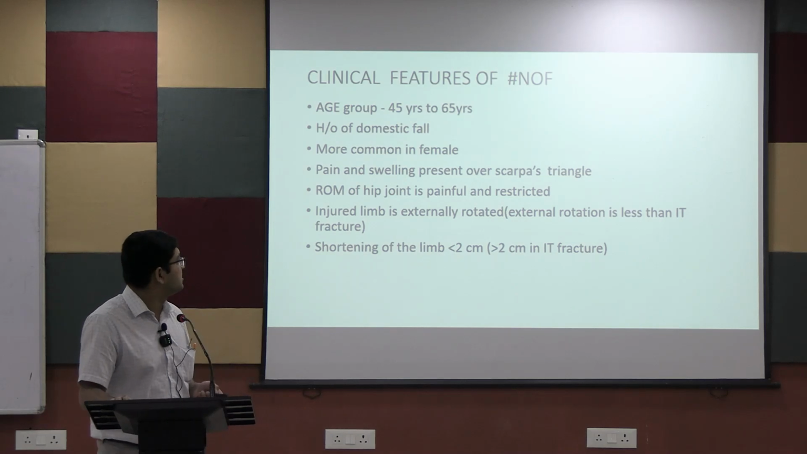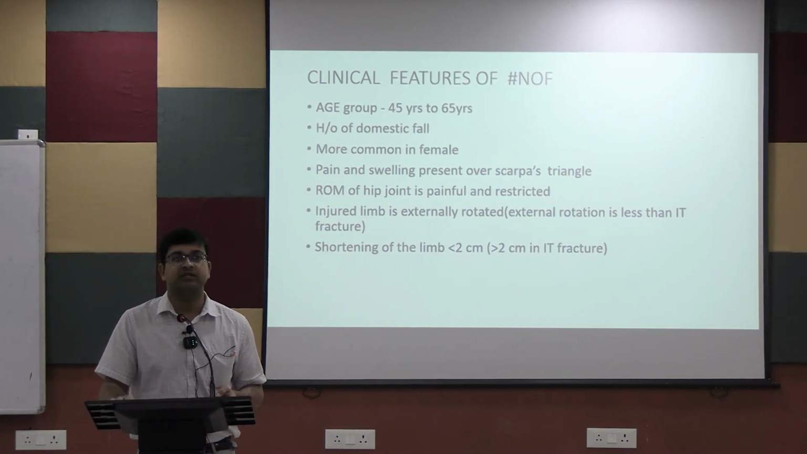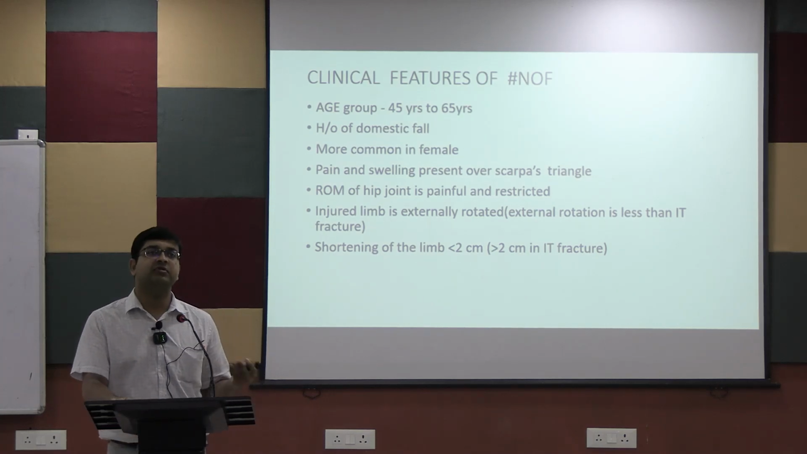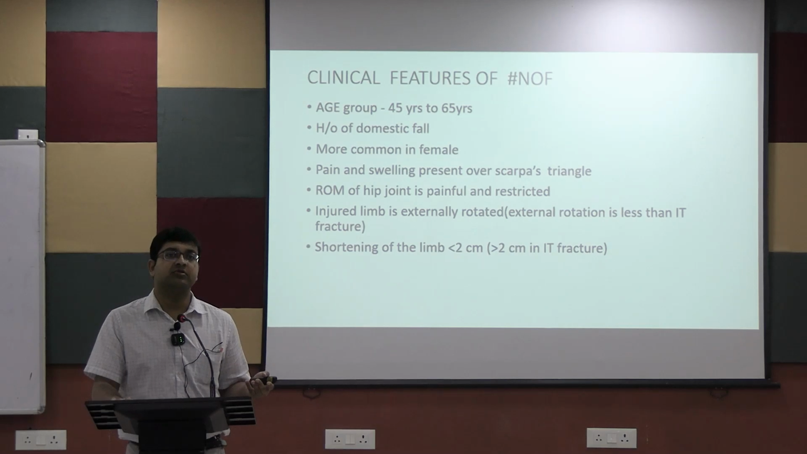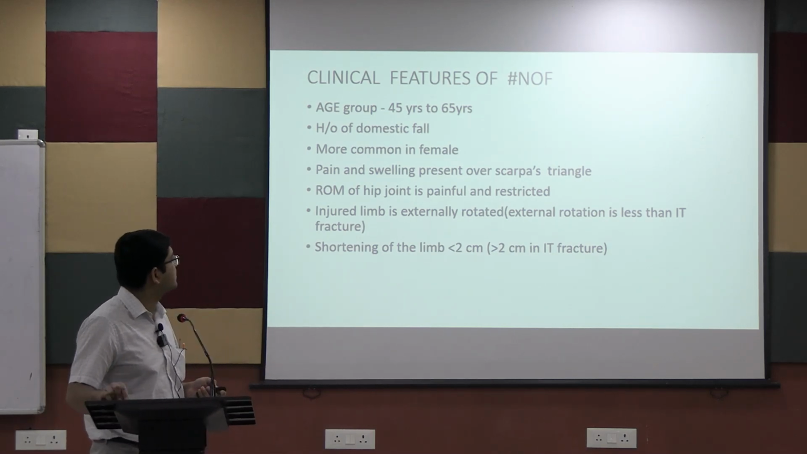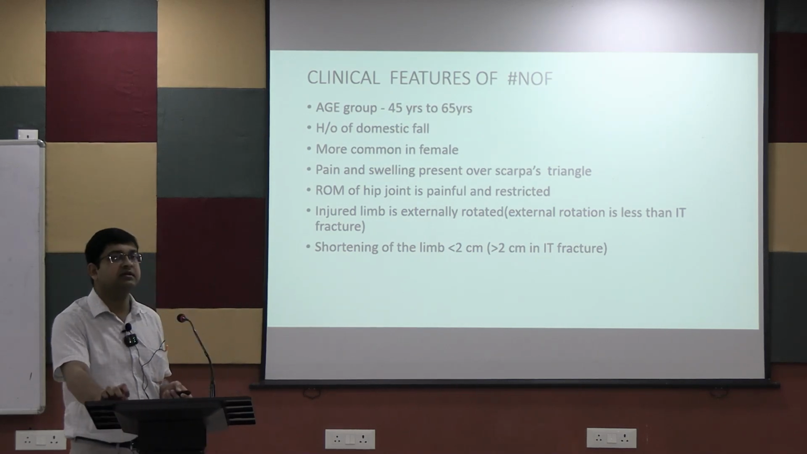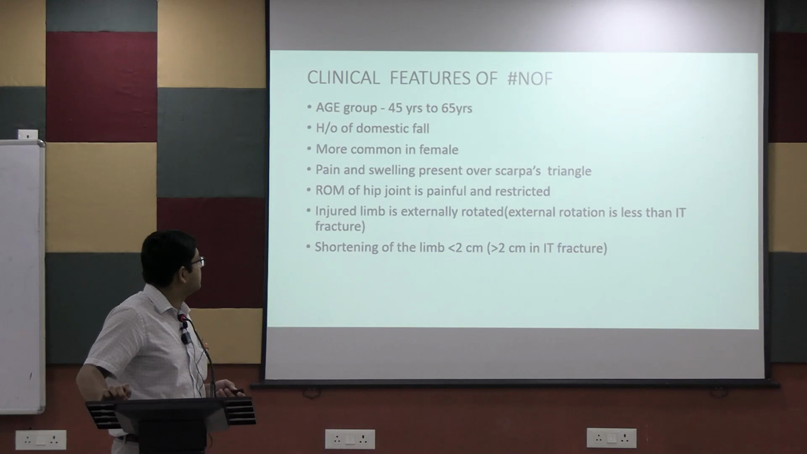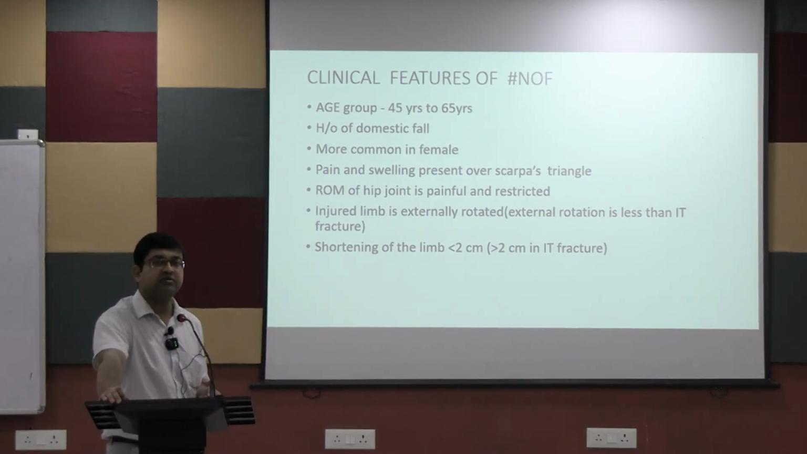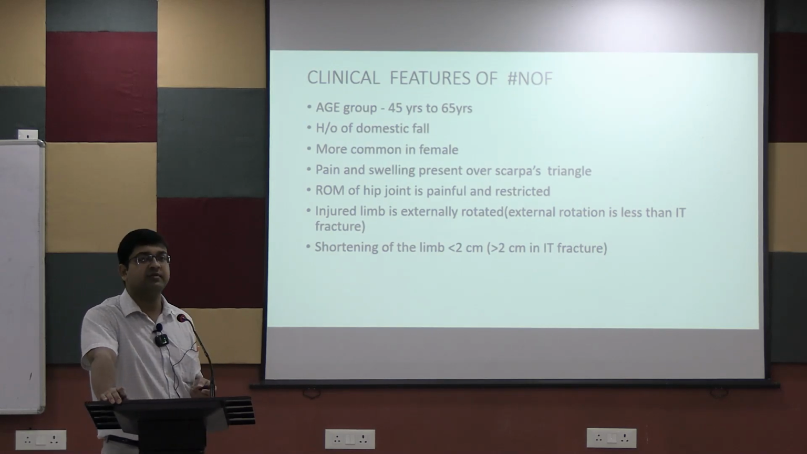fall. Next is more common in female, about 70% occurs in the female population. Why? Same thing, because females are more prone to develop osteoporosis. Pain and swelling present over the Scarpa triangle. Range of motion of hip joint is painful and restricted. Achha. The injured limb is externally rotated, but it is less than that of intertrochanteric femur fracture.